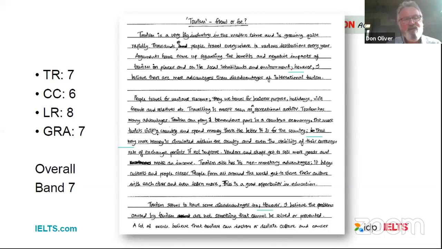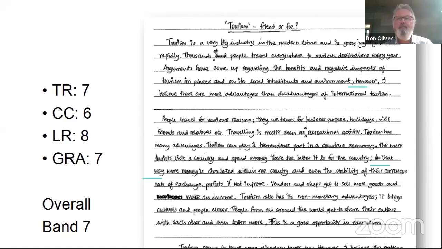Their grammar is also quite strong, a band 7 for that. But their coherence and cohesion is not so strong. They only get a band 6 for that. Why? Well, let's look at it more closely. Here we see that we have a good start. Tourism is a very big industry.